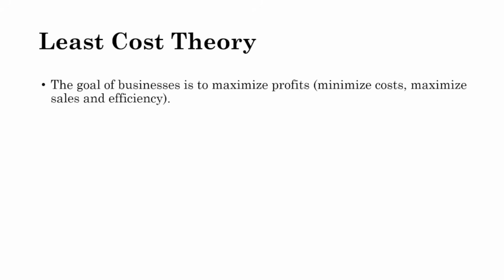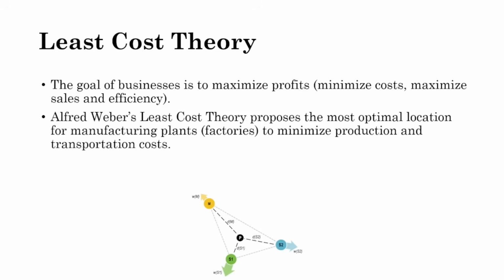So let's talk about a macroeconomic theory that sounds intense because it is. It's called the least cost theory. We know the goal of businesses is to make as much money as possible, and they do this by spending as little money as possible. They maximize sales and maximize efficiency, but they also maximize production to produce the good that they're going to sell for money. And we look at the least cost theory developed by a famous Alfred Weber. I'm sure you've heard of him. He proposes the most optimal location for a manufacturing plant, aka a factory, to minimize production and transportation costs.